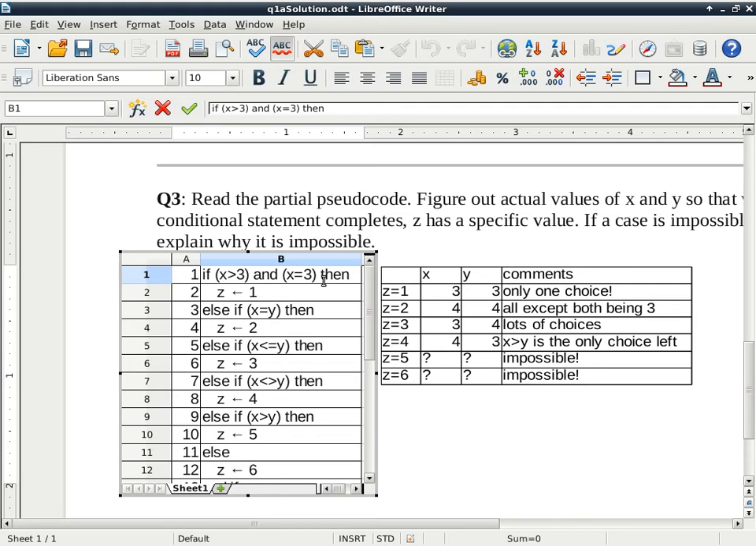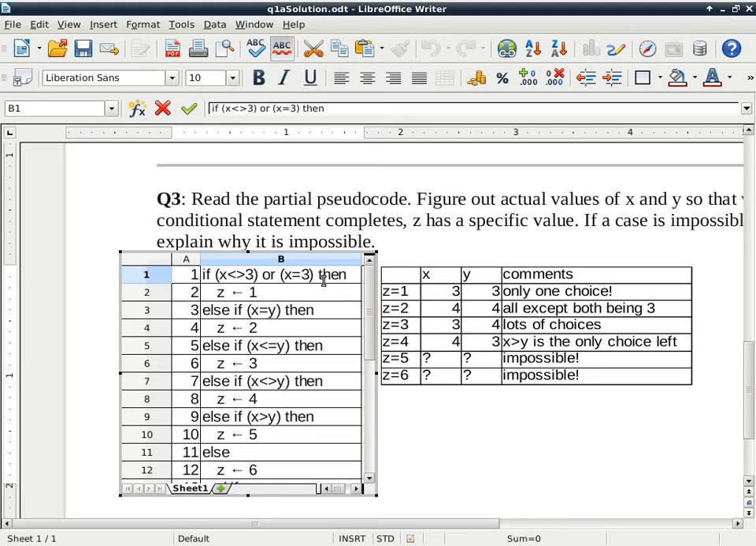I can turn this into something that's even trickier, and change that to an OR. Now that would be tricky, because what does that mean? How would that change the answers?